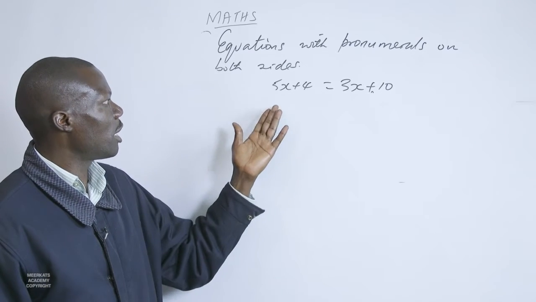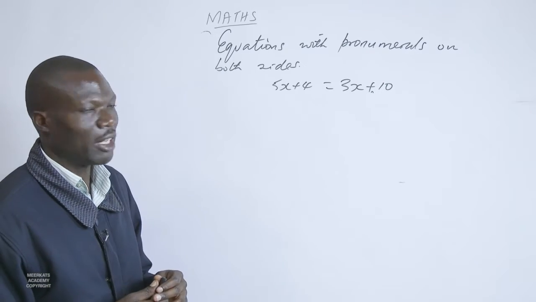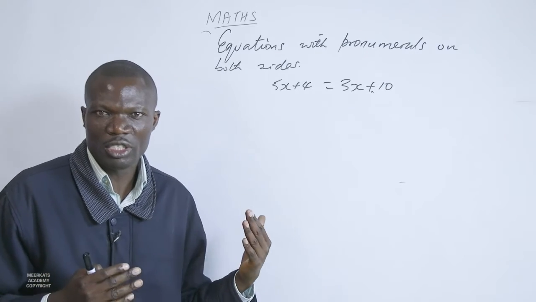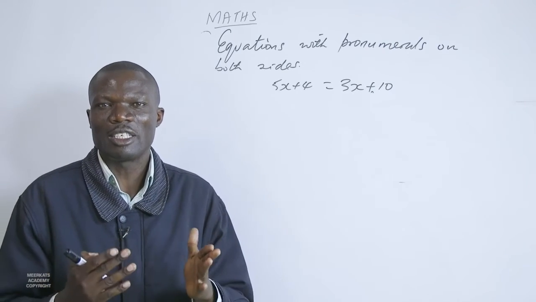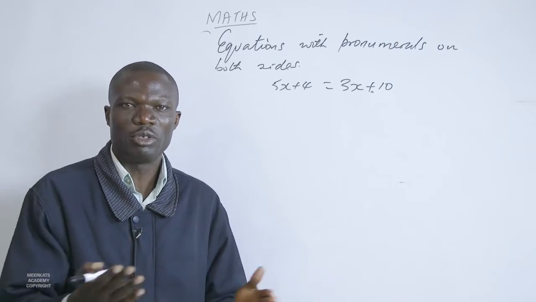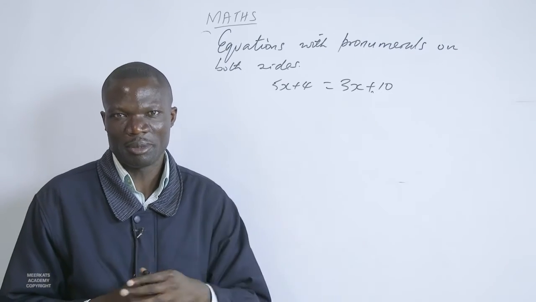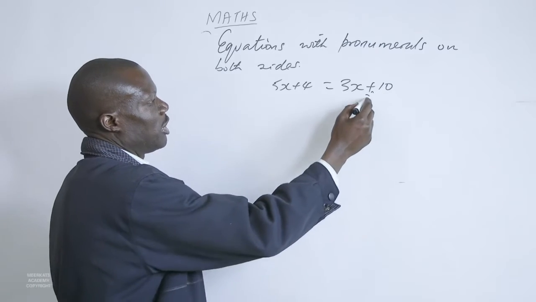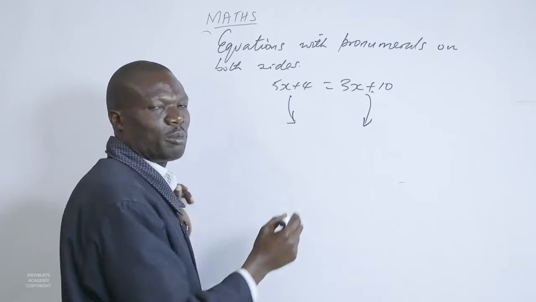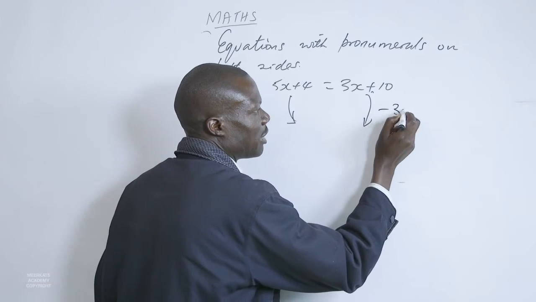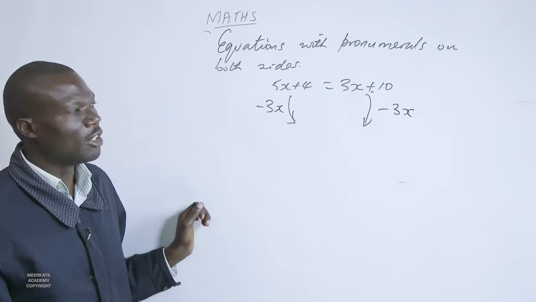Such equations are like 5x plus 4 equals 3x plus 10. This question should not give us a problem. We should be able to solve it, reducing the equation first to be as simple as what you've been dealing with. That is, make sure that the pronumerals are on the same side. For us to do this here, we shall look at this 3x. 3x is plus 3x. So we minus 3x on the right and minus 3x on the left.